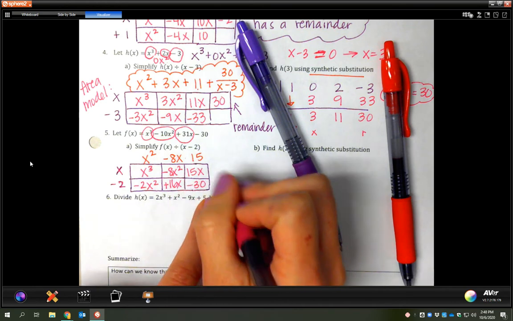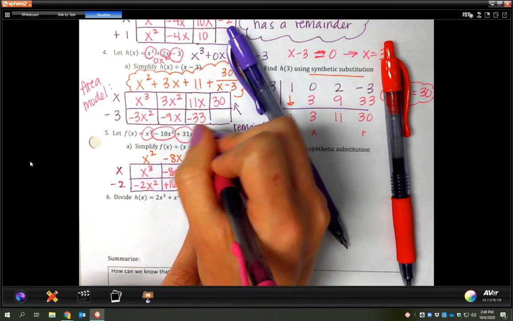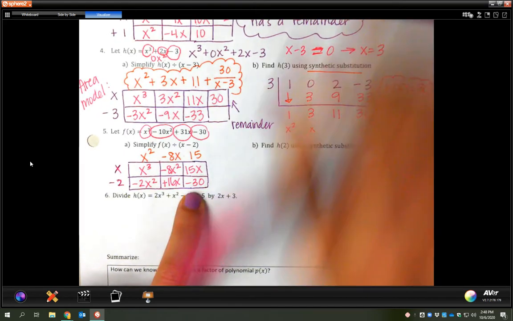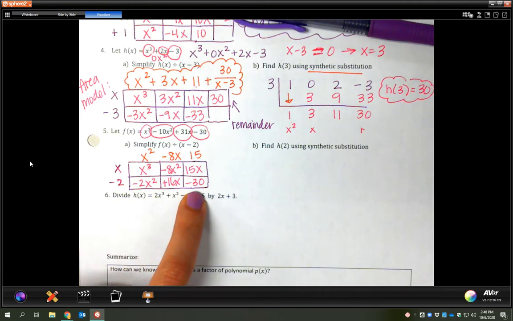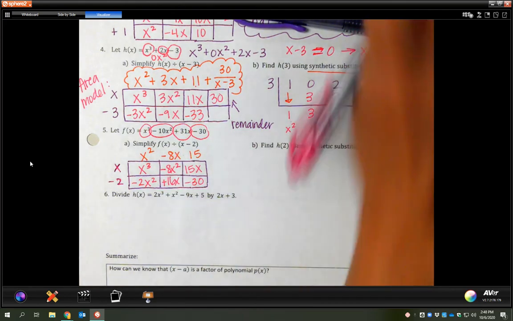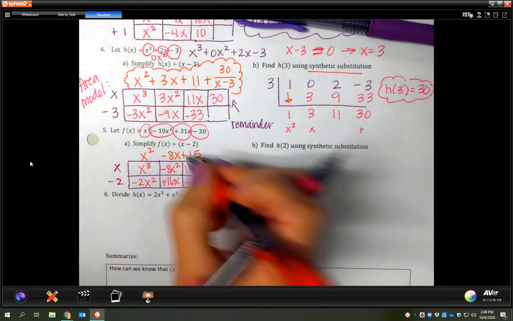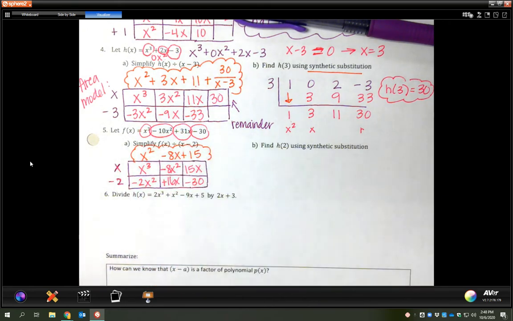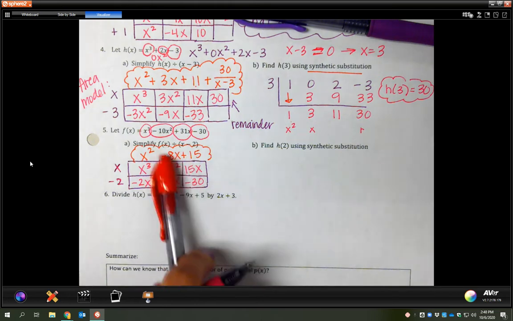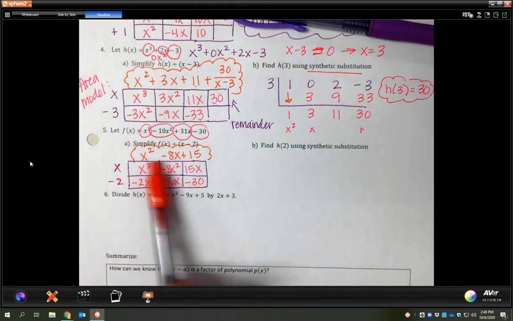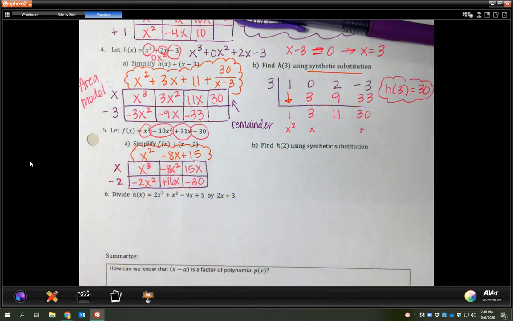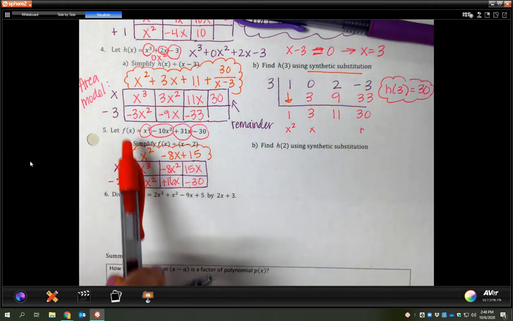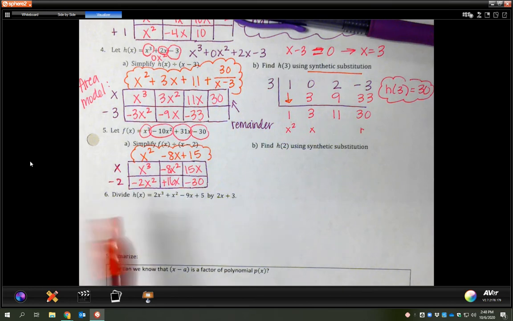And do I need to keep going and add a remainder? No, because I had negative 30 as the constant, as the last number, and I got negative 30, so this worked out perfectly. And this would mean that this is just my answer. There's no remainder. x squared minus 8x plus 15. I don't need to keep factoring because all it's saying is just to divide those two, and this is what I get when I divide. And that also means, it's not asking this, but that also means that x minus 2 is a factor of this polynomial because it went into it perfectly.